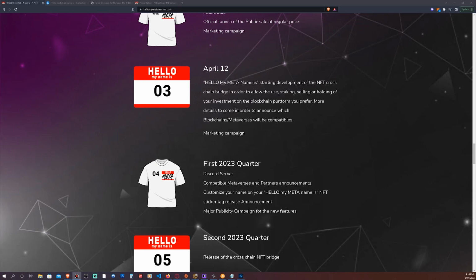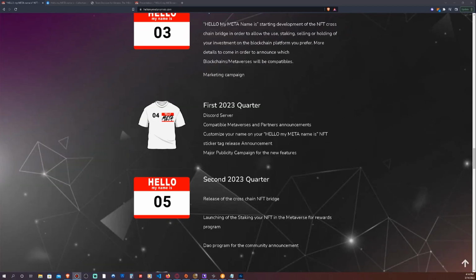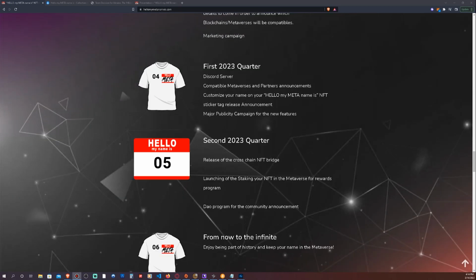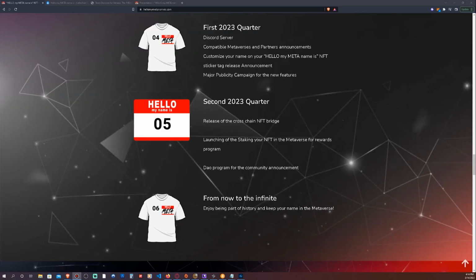I'm going to tell you more about that in more detail in a few minutes, but you're going to be able to be compatible with different blockchains and different metaverses. It's going to be super dope. First quarter of 2023: Discord server, compatible metaverses, and partnership announcements. Customize your Hello My Meta Name Is NFT sticker tag release announcement. A major publicity campaign for the new features is going to come out at that time.